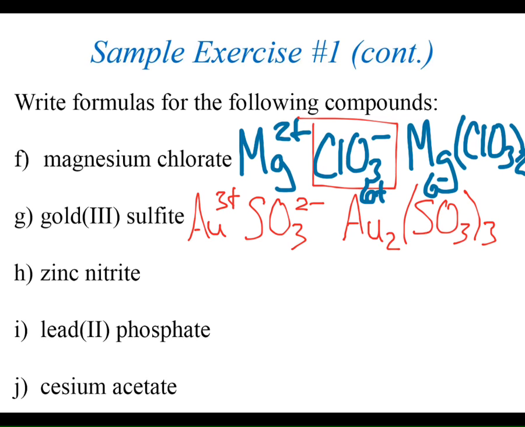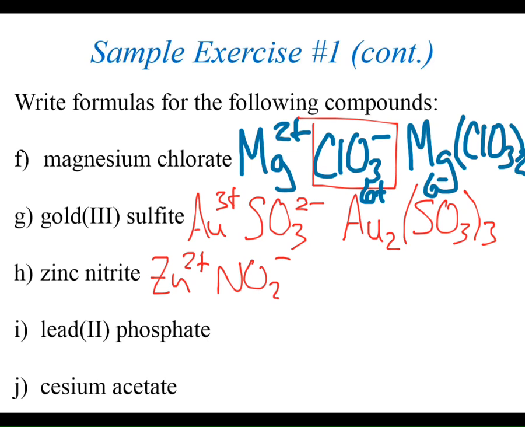Okay. Let's try zinc nitrite. So what's zinc? Zn 2 plus. Please don't say plus 2. That is an oxidation number. That is not a charge. We'll get to those later. Okay. Nitrite. Oh, ite. Ite means lost an oxygen. So what's nitrate? NO3 negative. So nitrite must be NO2, 1 negative.